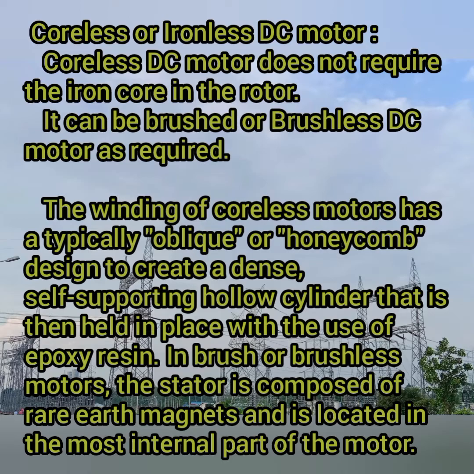The windings of coreless motors typically have an oblique or honeycomb design to create a dense, self-supporting hollow cylinder that is then held in place using epoxy resins. In a brushed or brushless motor, the stator is composed of a rare earth magnet, and it is located mostly in the internal parts of your motor.